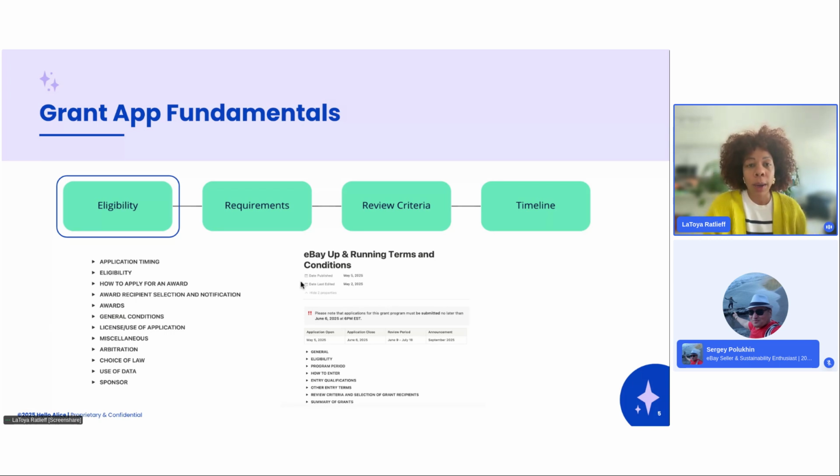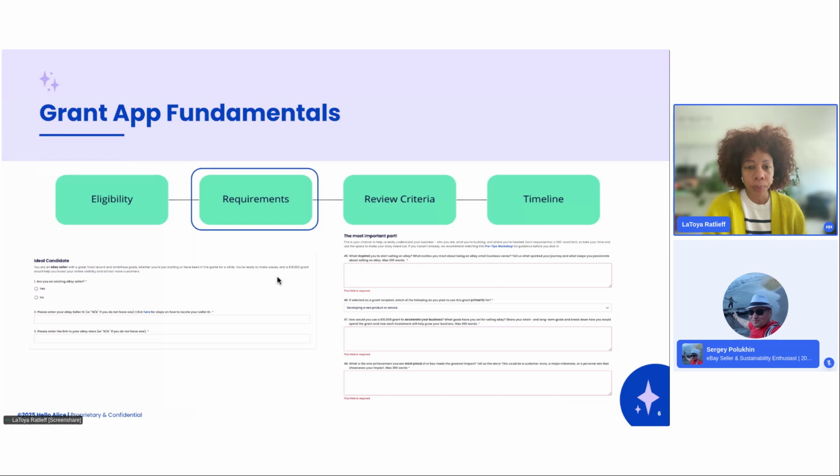Next, we're going to talk about just the requirements. This is the portion of the application where you're going to have your ideal candidate section. This is where you determine, am I eligible for this? What we'll need for that is to confirm that yes, you are a seller, and then provide a link to your seller ID and the information for your seller ID.